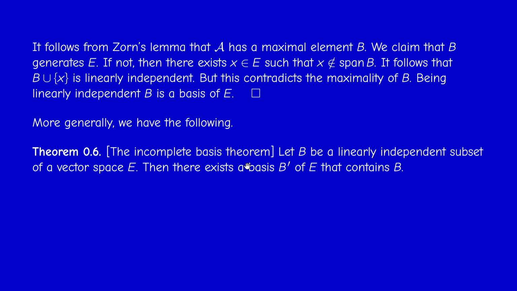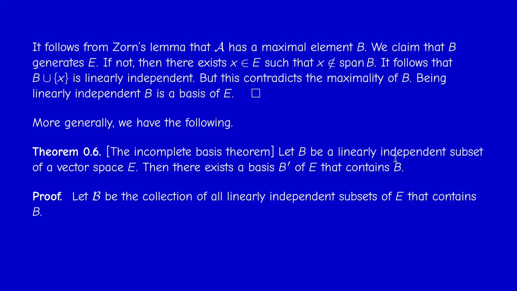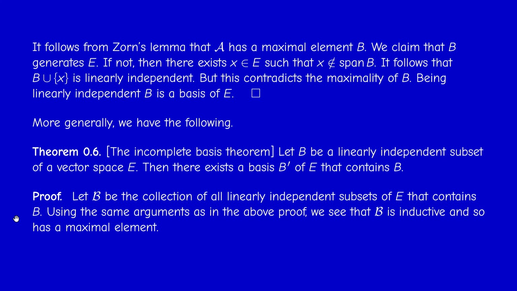You probably encountered this in linear algebra, but in the finite dimensional situation. Here it's more general. So if you start with any linearly independent subset, if it's a basis, it's okay, you do nothing. If it's not a basis, I can add elements until I get a basis. Okay, so same proof actually, but here, instead of considering the collection of all linearly independent subsets of E, we consider the collection of all linearly independent subsets of E that contain B. And we just use the same arguments. So we prove that it is inductive, therefore it has a maximal element, and therefore we are done. Okay, so this is important actually.